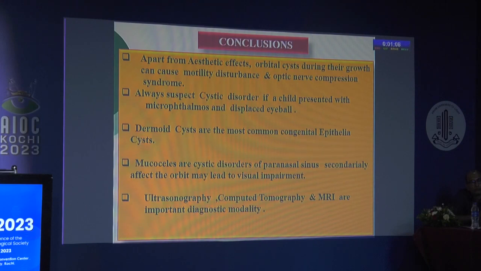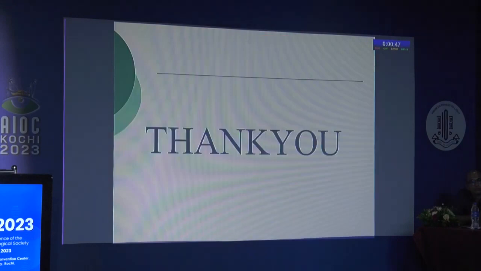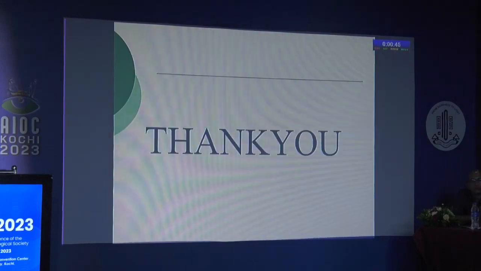Always suspect a cystic disorder if a child presents with microphthalmos and a displaced eyeball. Dermoid cysts are the most common congenital epithelial cysts. Mucoceles are cystic disorders of the paranasal sinus, secondarily affecting the orbit, and may lead to visual impairment. Ultrasonography, CT scan, and MRI are important diagnostic modalities for these cases. Thank you so much.